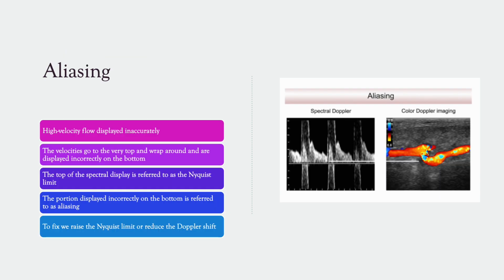Aliasing is the most common error that occurs with Doppler ultrasound. High velocity flow is displayed incorrectly. These velocities go to the very top of the spectrum and wrap back around and are displayed incorrectly on the bottom. The top of the spectral display is referred to as the Nyquist limit. The portion displayed incorrectly on the bottom is referred to as aliasing. To fix, we raise the Nyquist limit or we reduce the Doppler shift.